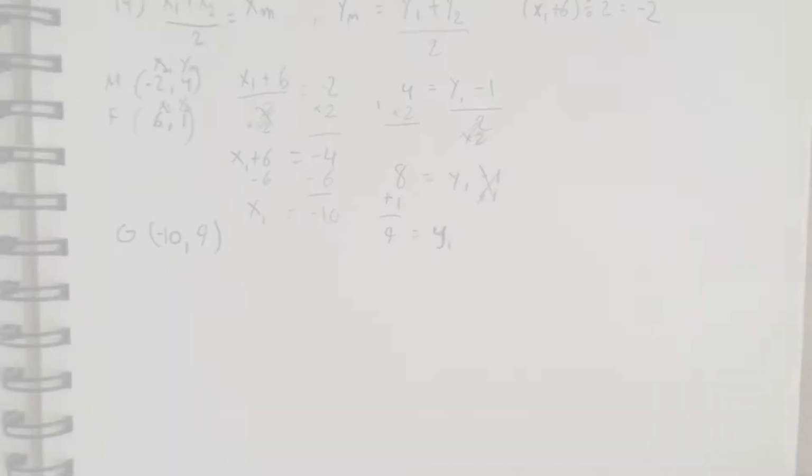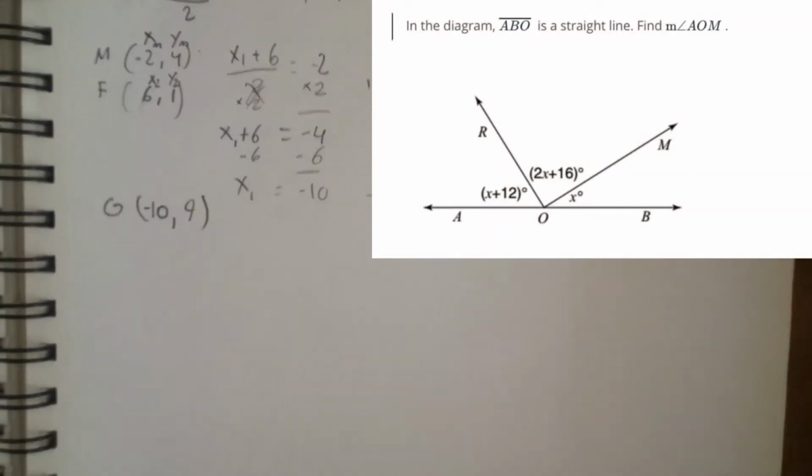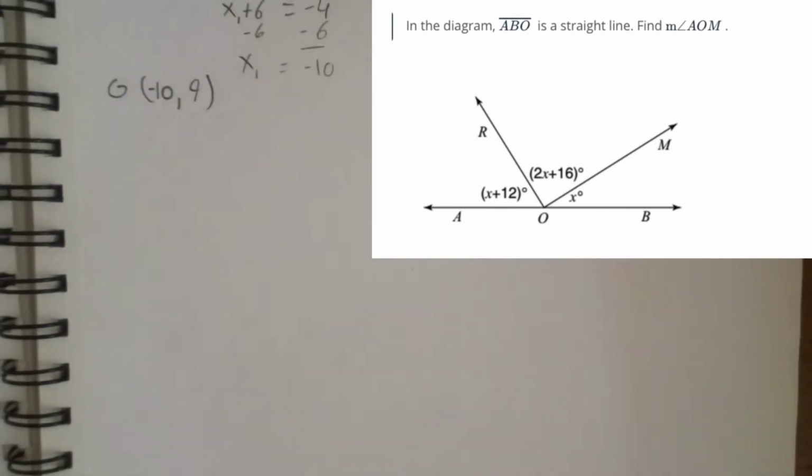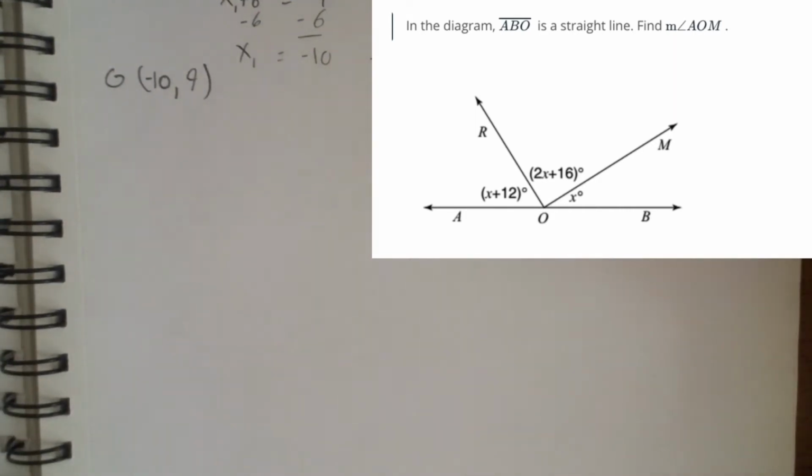So let's take a look at our next question here. We're going to go ahead and take a look at number 15. In number 15, we have some specific things that we need to consider. The question reads: in the diagram, line ABO is a straight line. Find the measure of angle AOM.